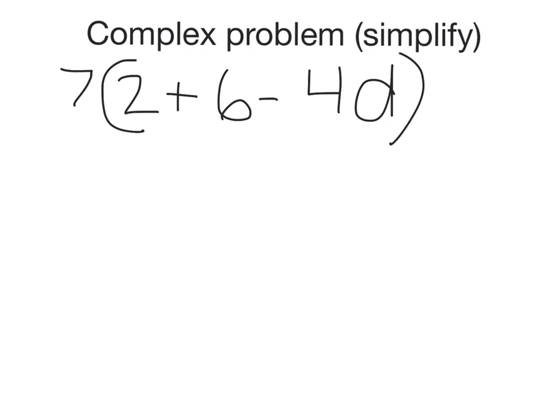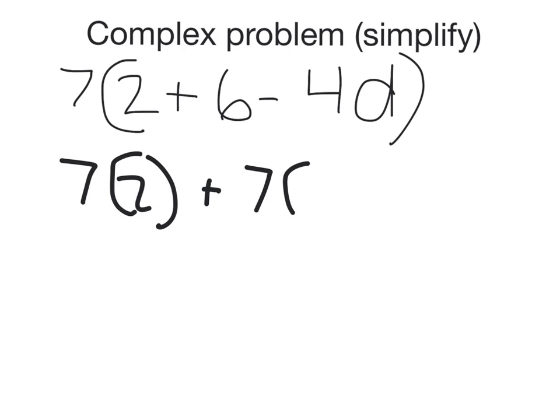Let's try a more complex problem. 7 times, in parentheses, 2 plus 6, subtract 4d, is equal to 7 times 2 plus 7 times 6, subtract 7 times 4d.